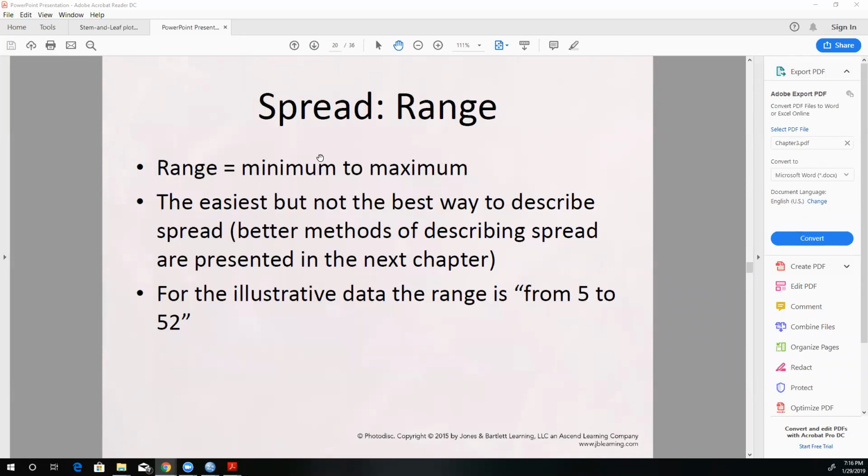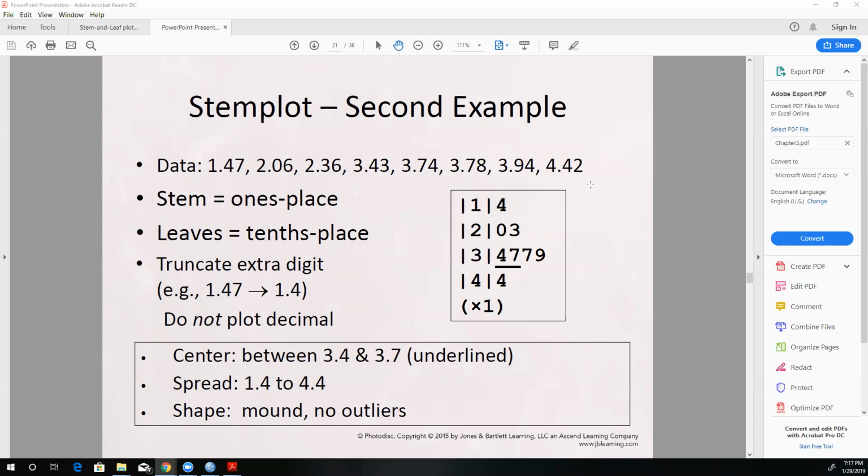And then the other concept is the idea of range. That's the spread of your distribution. And so the range is a simple value. It's the minimum value, the smallest value, to the largest value. Now, it is the easiest way to describe the spread, but it's not necessarily the most accurate. It doesn't tell you much about the shape. It just tells you what is the largest value and what is the smallest value. And so in the one that we were talking about of the ages, we know that our range goes from 5 to 52. And again, SPSS can and will give you that information.